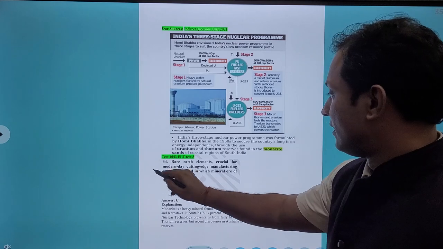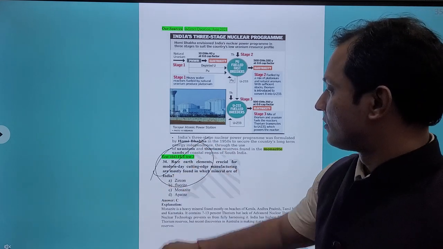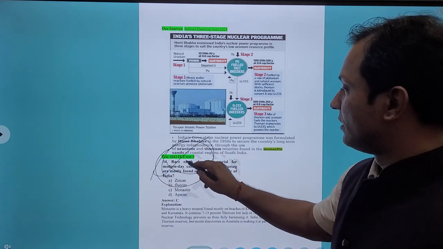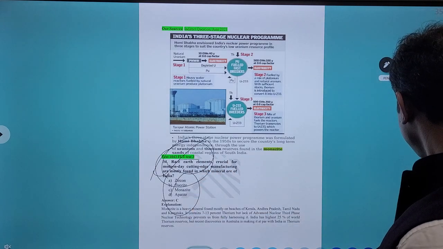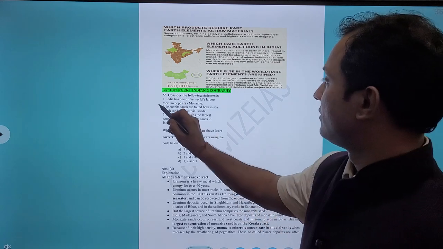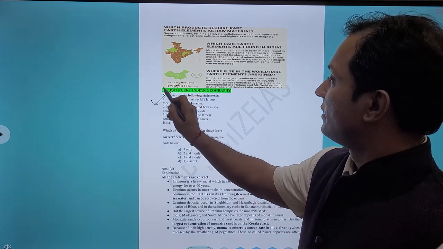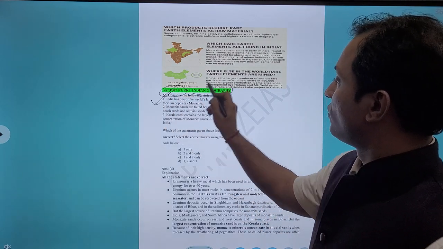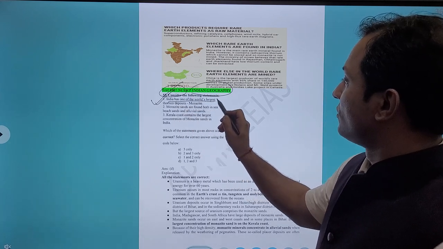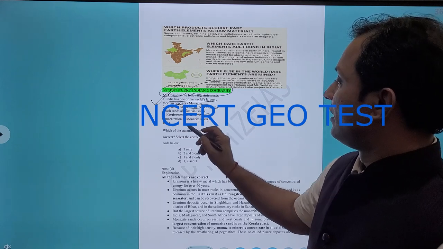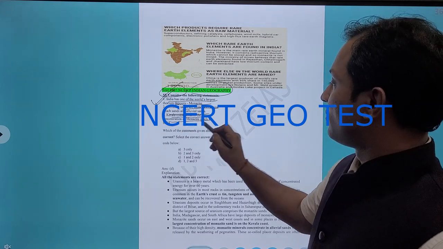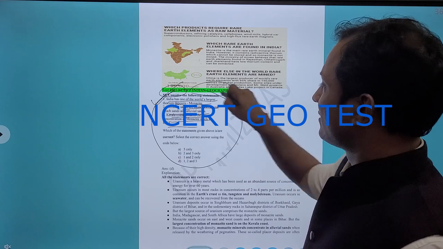You can see here, rare earth metal, FLT3. I have given this rare earth metal question, and one more question I gave, you see this question number 55, Test number 1007, NCERT Geography. India has deposit of monazite. Monazite deposits are found in the beach sand, and the Kerala coast contains the largest deposit of monazite. This is exactly the same question, guys.